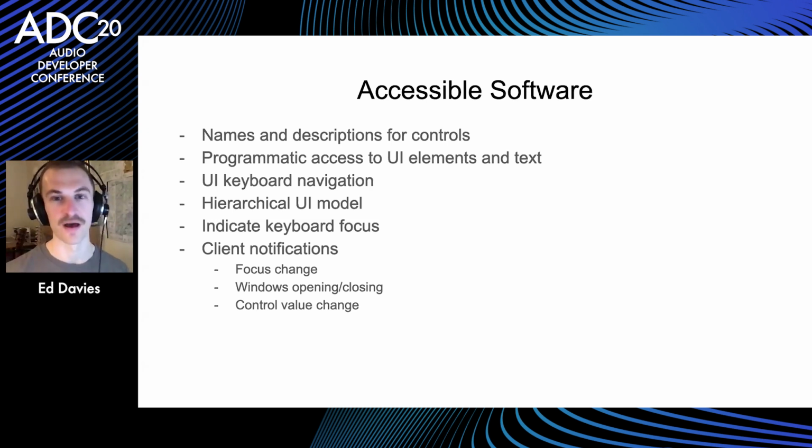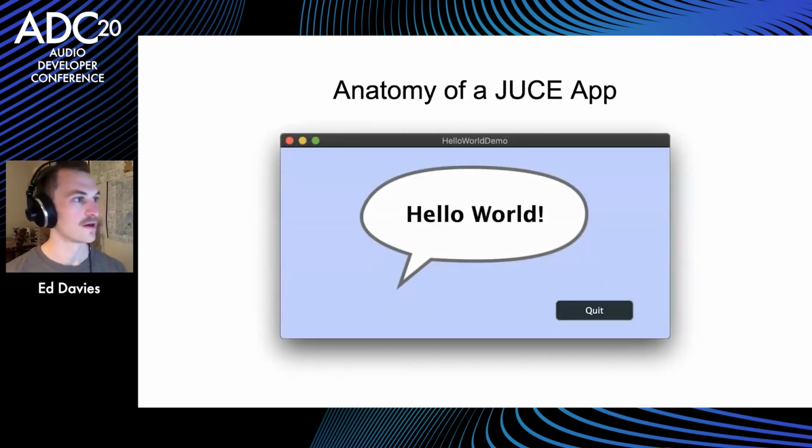So in order to understand why it's trickier, let's pick apart and discuss the anatomy of a typical simple JUCE application. So if we take the Hello World demo example from the JUCE repository, this is just a simple single window app that draws some background in our window. So a nice speech bubble and a sky blue painted background. And it has a label displaying Hello World and just a text button in the bottom right-hand corner for allowing the user to quit the application.